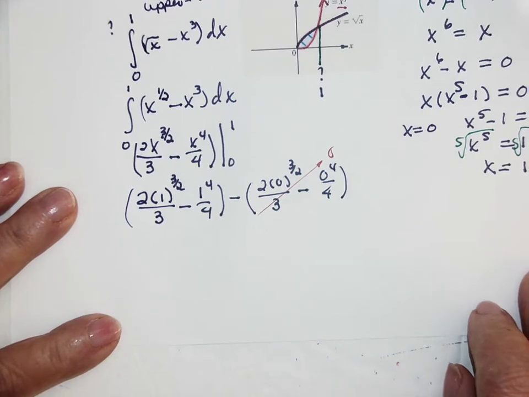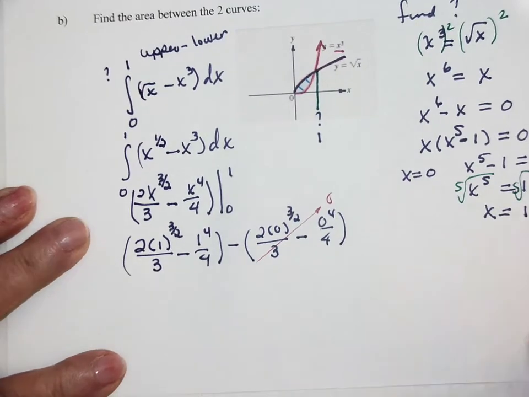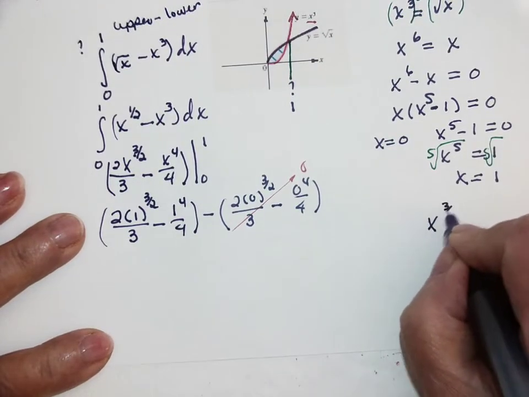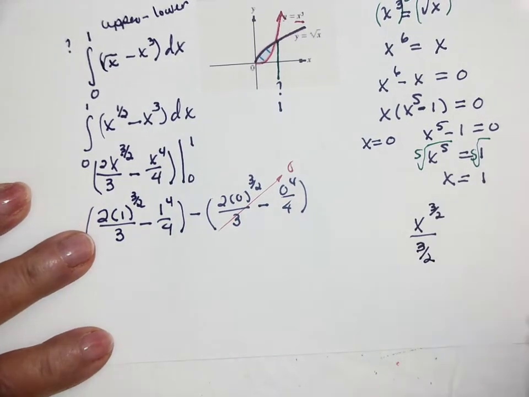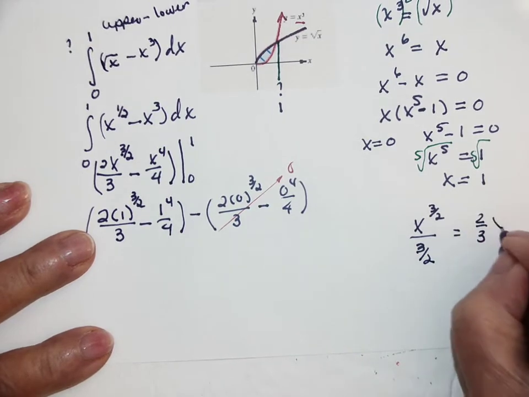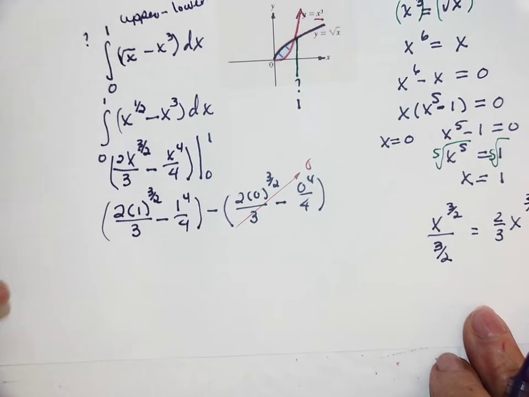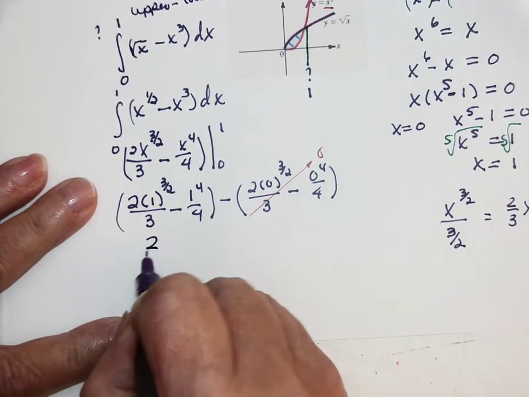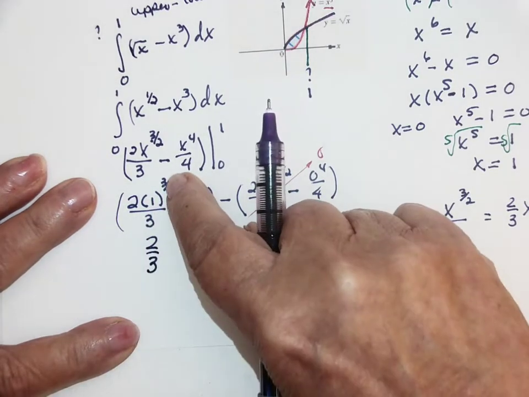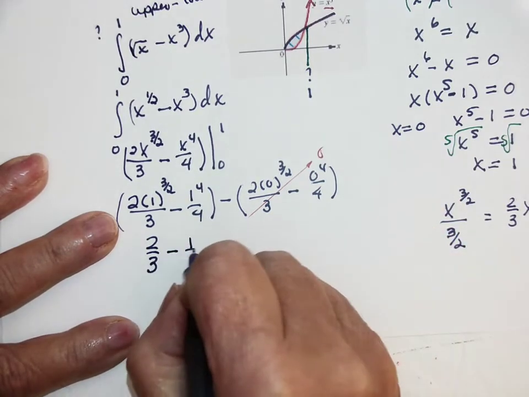Where did you get the 2x to the 3 over 2? Now remember that this is going to be x to the 3/2 divided by 3/2. Okay, so right, you're going to flip the fraction. Okay, thank you. Always good to pull me back. So 2/3, because 1 to the any power is 1, minus 1/4.